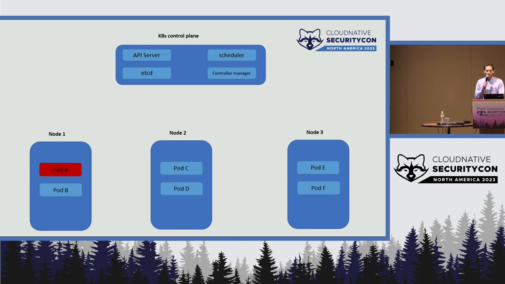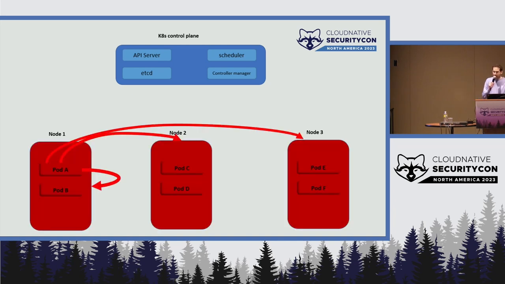Here we can see a Kubernetes cluster. You can see the control plane, and you can see the nodes that are running the pods. And here is pod A, which is compromised. So what is lateral movement in the cluster? It could be multiple things. It could be a movement from one pod to another pod. It could be a movement from a pod to a node. And ideally, attackers would like to get a cluster takeover, which means that they would have full control over the entire workload.